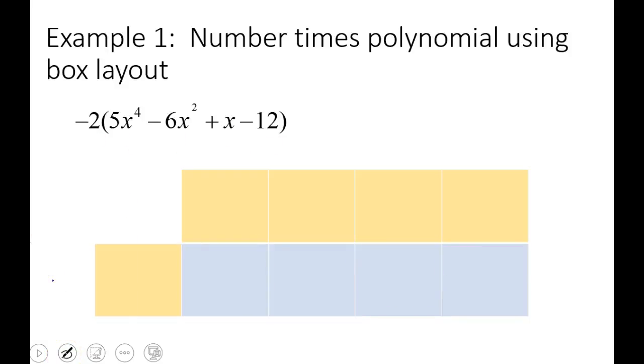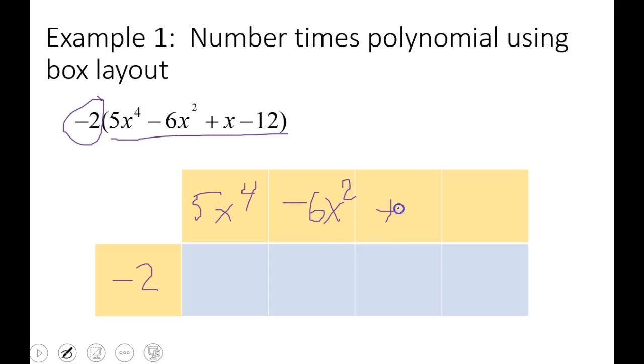Now the way I set this up is I take the first quantity involved, the -2. I'm multiplying a -2 times something, and I write it in my first row. So if that had been -2 plus x, I would have written -2 plus x here. Then my next quantity that I'm multiplying is 5x to the 4th, and I put each term kind of above its own box. -6x squared plus x minus 12. And if I had had more than one term than -2, I'd have written each term in its own row.